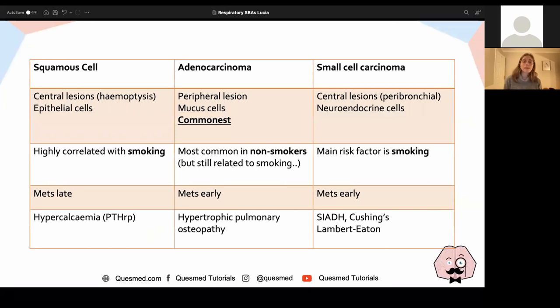And you think that maybe like squamous cells it will be picked up early, but the big problem is that it metastasizes very early, even when it's a very small tumor. So chemotherapy is really the answer here, and lots of patients just don't make it. But small cell carcinoma, because it's a cancer of neuroendocrine cells, is the one with the most interesting paraneoplastic syndromes for exams. So things like syndrome of inappropriate ADH, Cushing's, and Lambert-Eaton syndrome are all associated with small cell carcinoma.